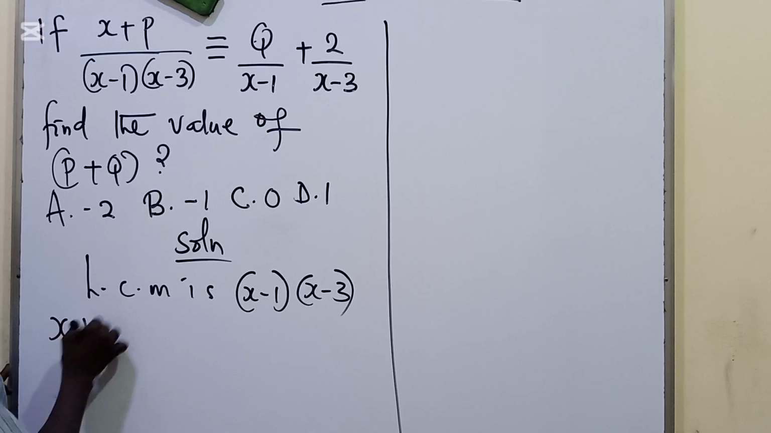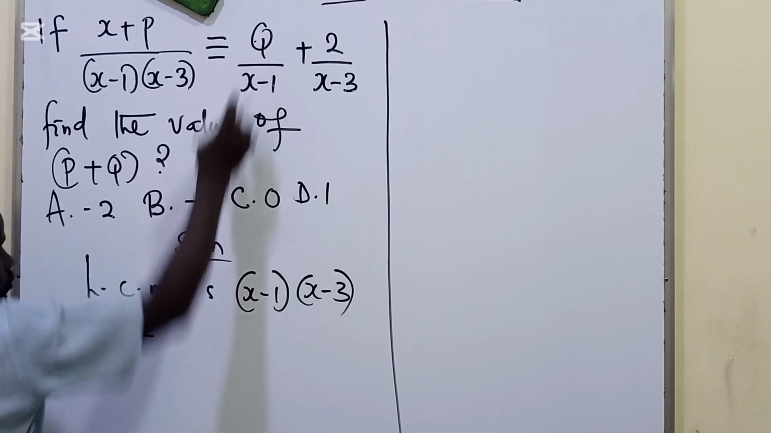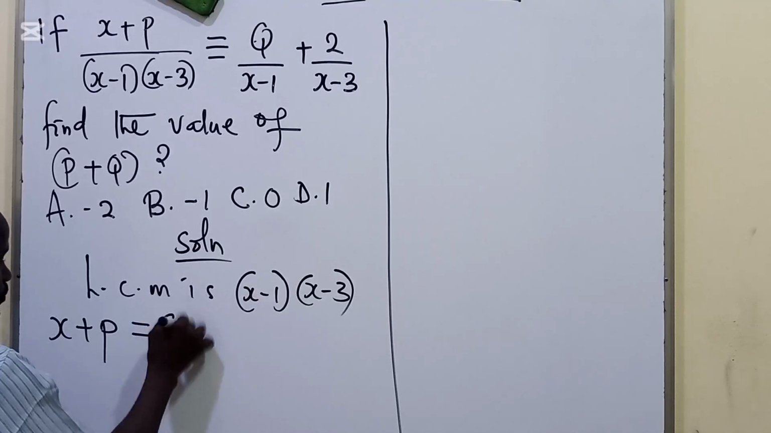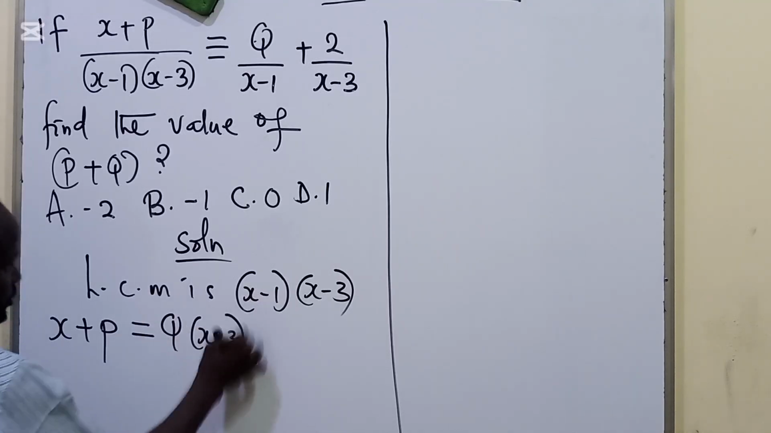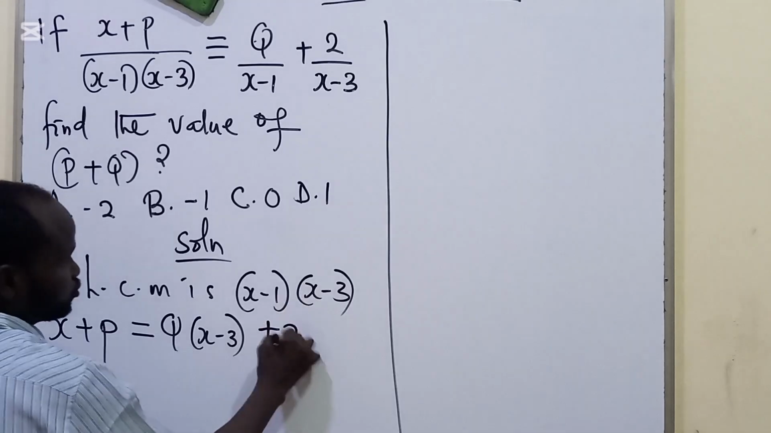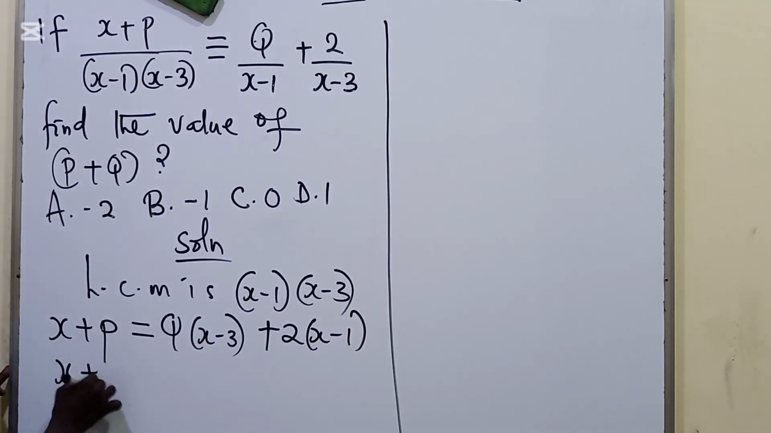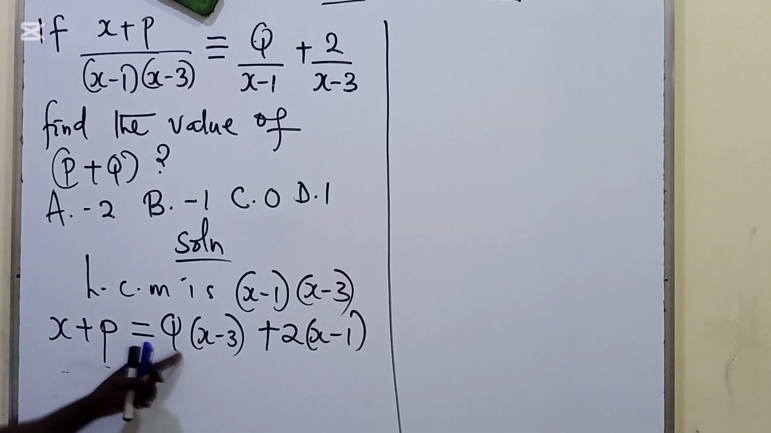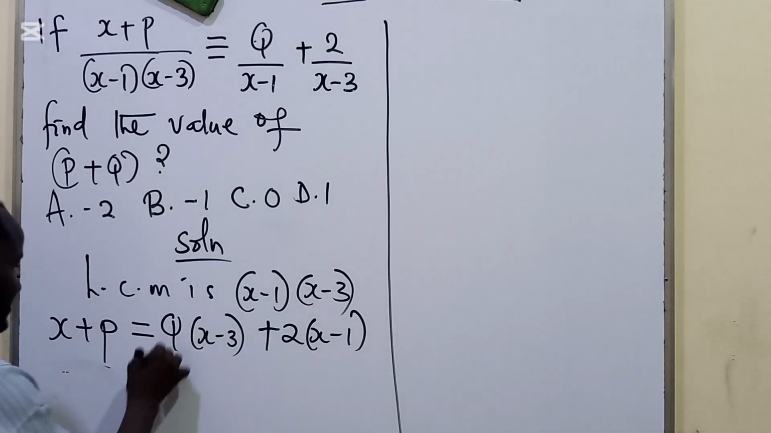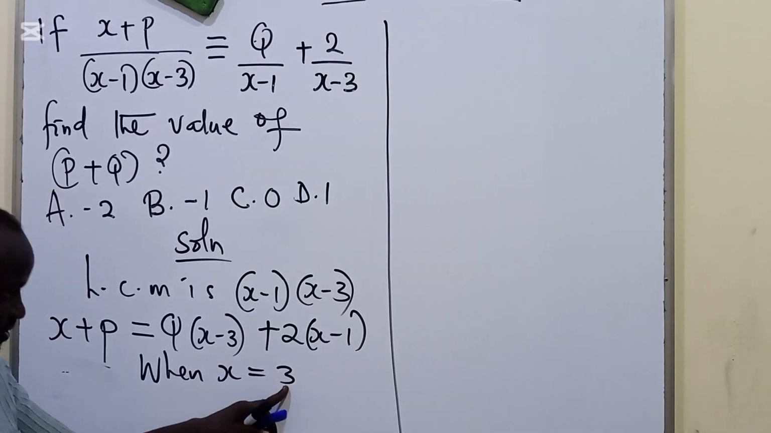We'll be left with x plus p equals, multiplying this by the LCM, of course this will do away with this, we'll be left with q into (x − 3) plus, multiplying this by the LCM, we'll be left with 2 into (x − 1). So at this point, let's say we want to eliminate q. When x is 3, what happened? How do we come about this 3?